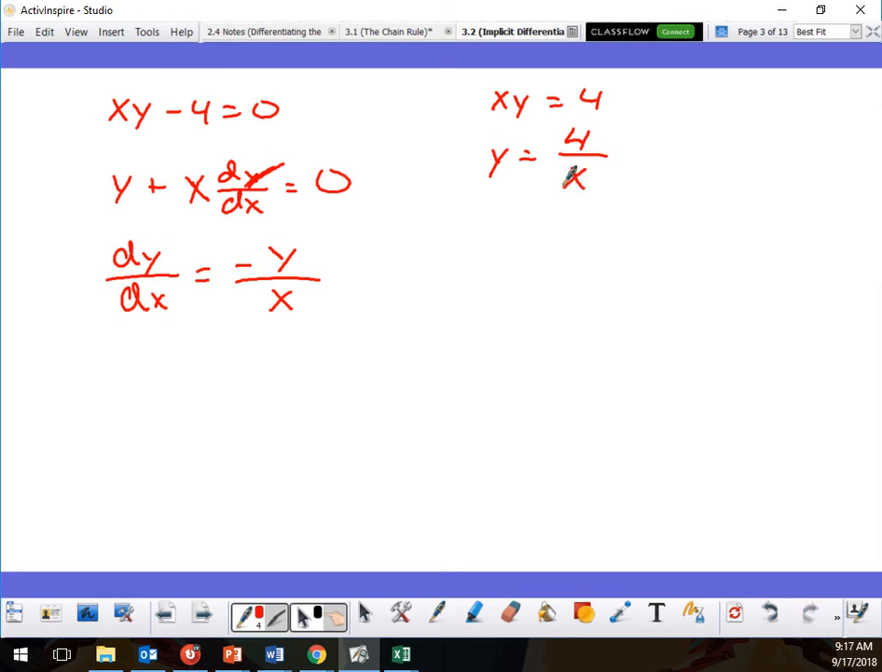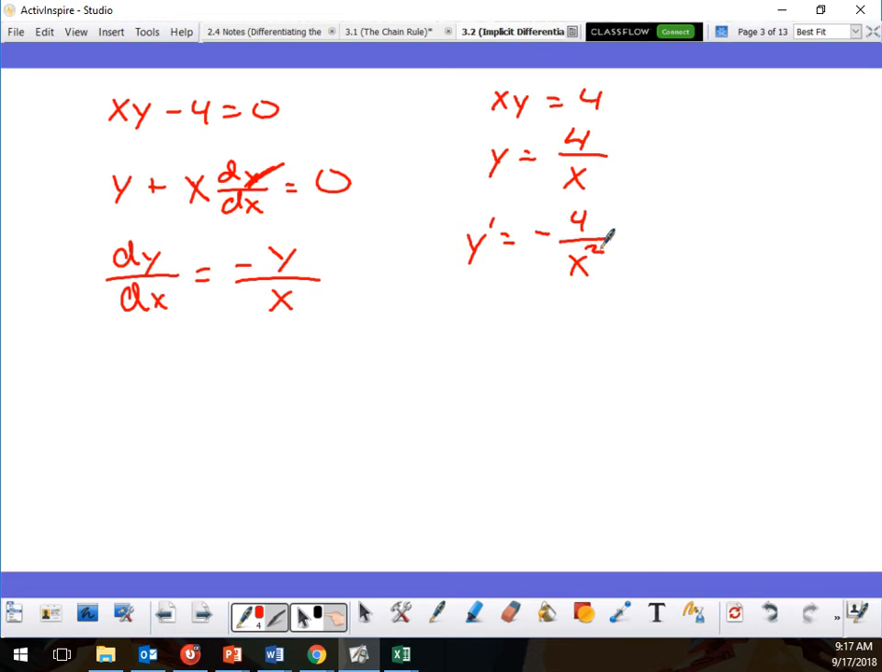4 over x, right? Now take the derivative, so y prime would be equal to what? Negative 4 over x squared, right? So I bring it up to the numerator and do the power rule there. Oh dang, look, those look different, don't they?